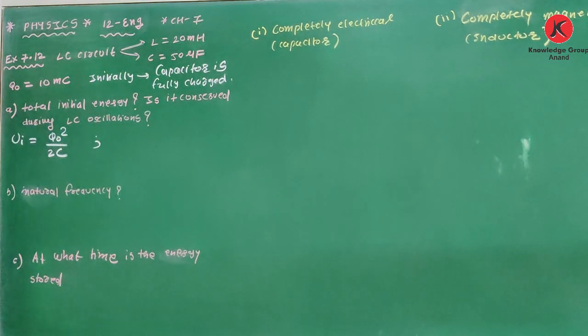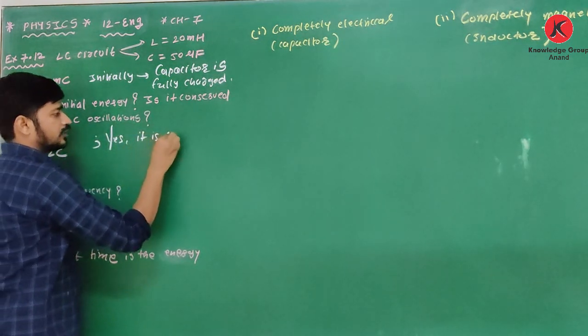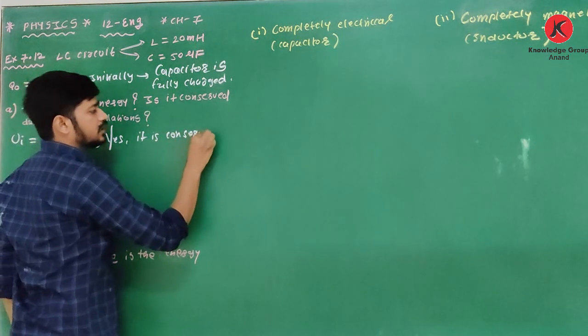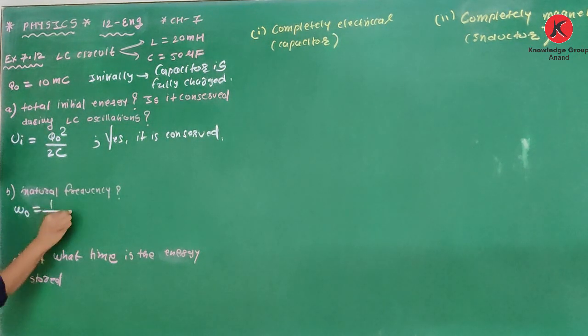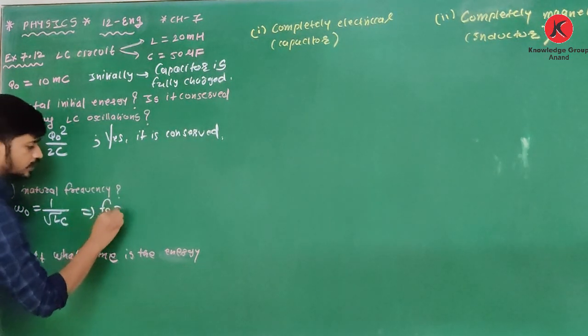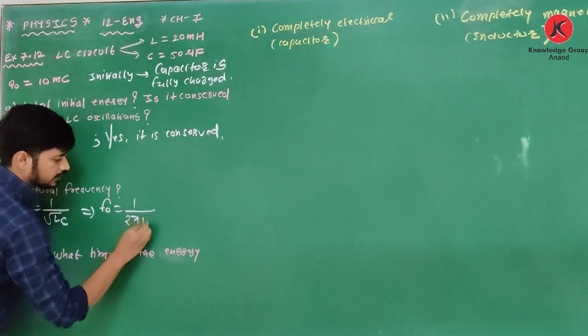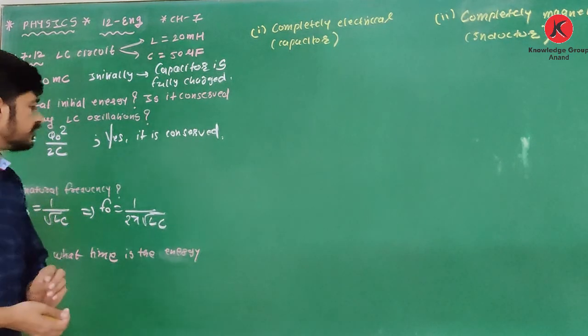Another question: is it conserved during LC oscillation? Yes, it is conserved, and we have proved it. Next question: what is the natural frequency? Natural frequency means omega 0, it is 1 upon under root LC. And from that you can also find f0, it is 1 upon 2 pi under root LC. So first A and B questions are simple.